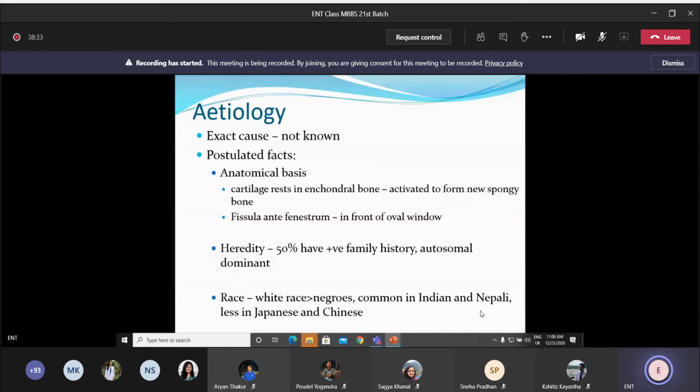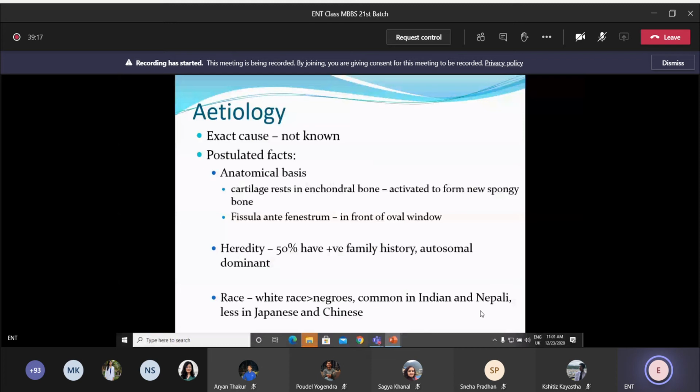Now we look at the etiology, the cause. The exact cause is not known, but there are various postulated theories. Some of them tell us that this is due to the anatomical basis. So as we discussed, there are cartilage rests in the endochondral bone, and they get activated to form new spongy bone. And the area of focus where this happens is in front of the oval window, that is known as fissula ante fenestram. This is the name. So this means this is in front of the oval window, that is in front of the stapes footplate.